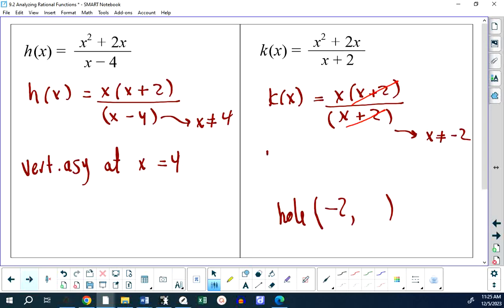If we simplify this, we get k of x equals x. But of course, y equals x is a line that contains every point. We want a line that doesn't contain this point, so we have to say x is not allowed to be negative 2.